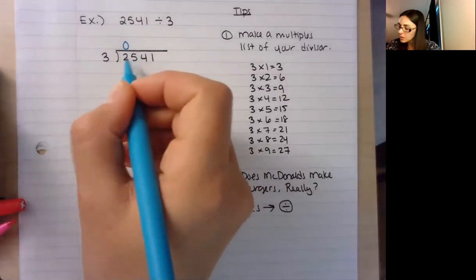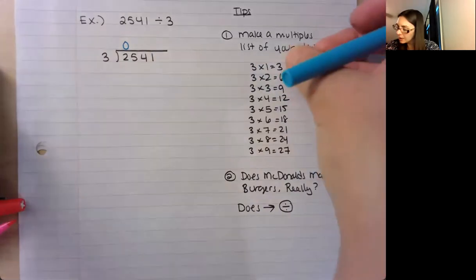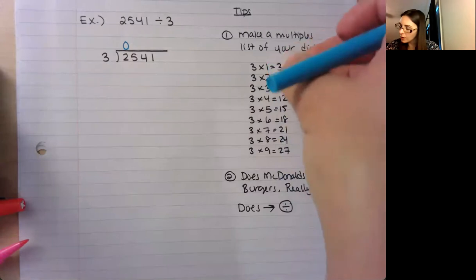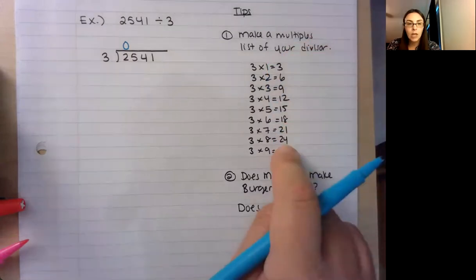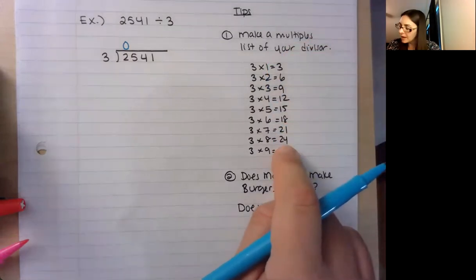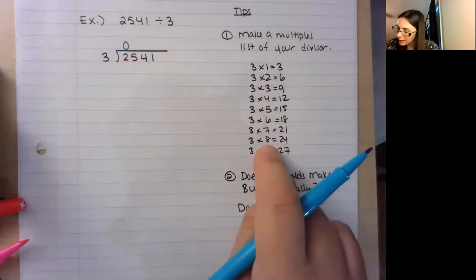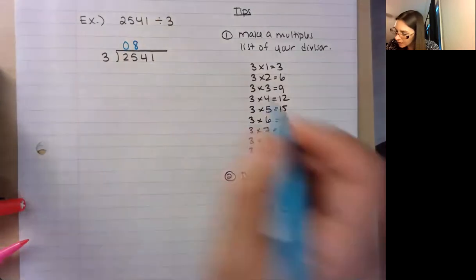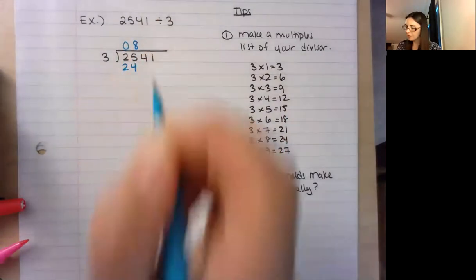Does 3 go into 25? Yes, it does. So if I'm not sure, I'm going to look on the right here to my multiples list. I'm going to find the number that is as close to 25 without going over it, and I see it's right here at 24. So 3 goes into 25 8 times. The 8 goes up top, and the 24 goes underneath the 25.